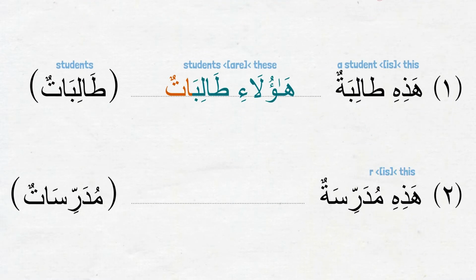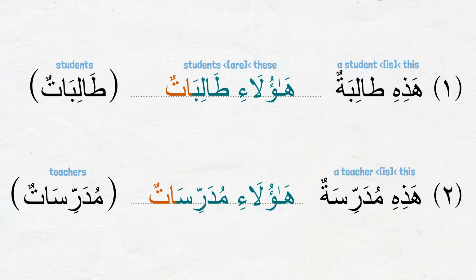Sentence 2. هذه مدرسة. This is a teacher. مدرسة is a female teacher. Its plural is مدرسات, as shown in the parenthesis on the left. So مدرسة became مدرسات. What would be the plural version of the sentence then? It should be هؤلاء مدرسات. These are teachers. Very good.